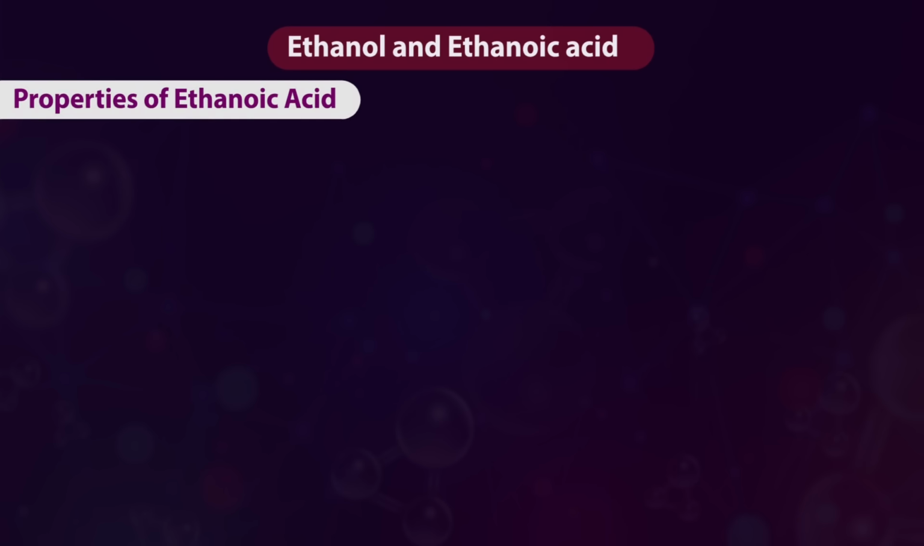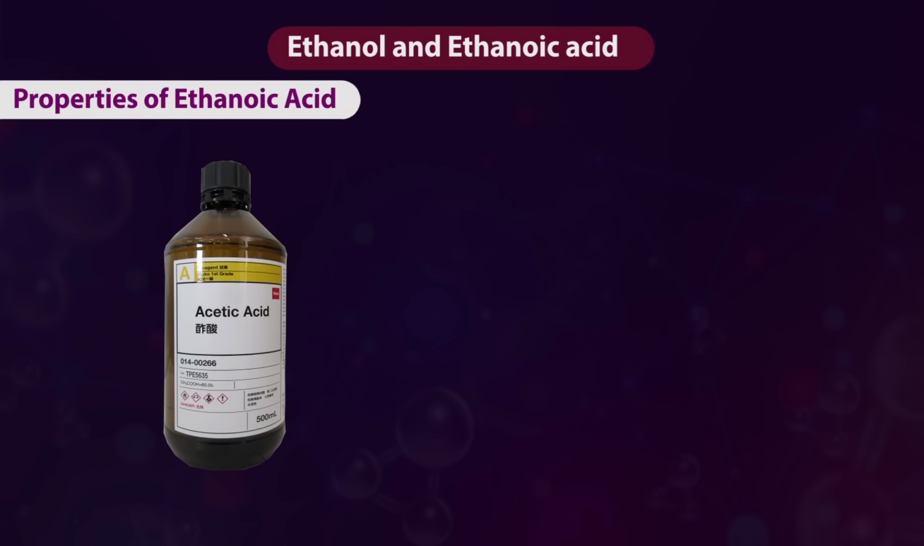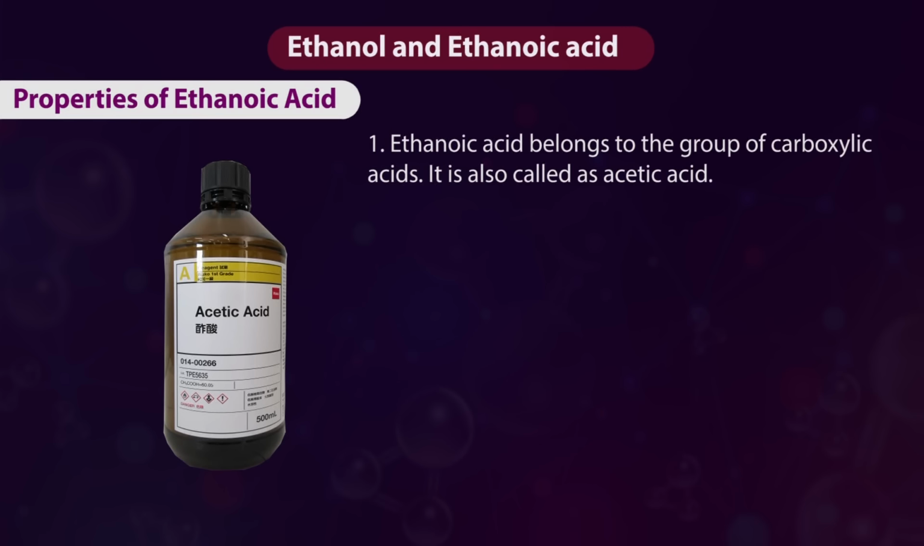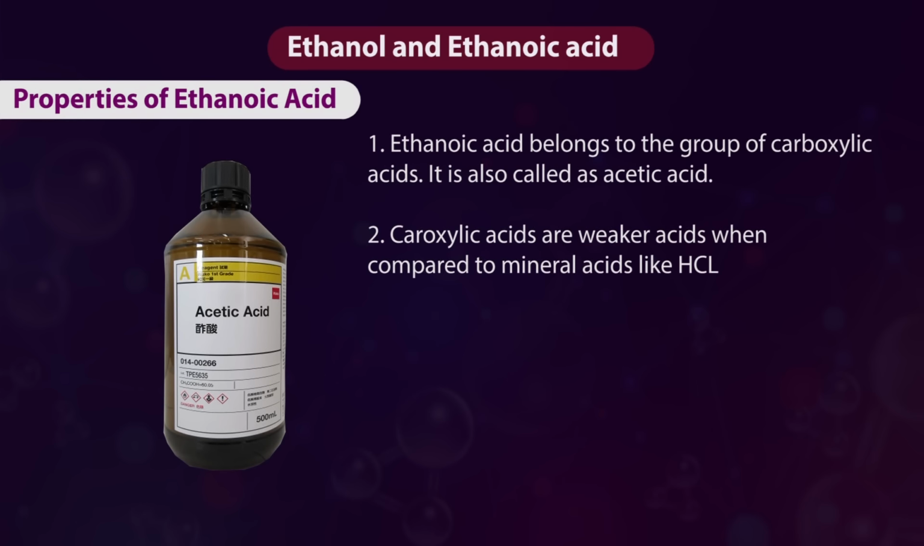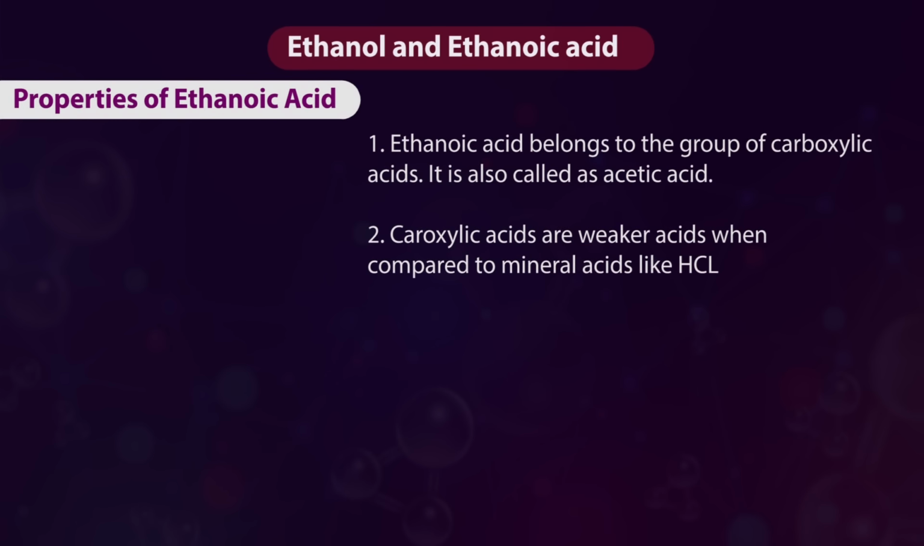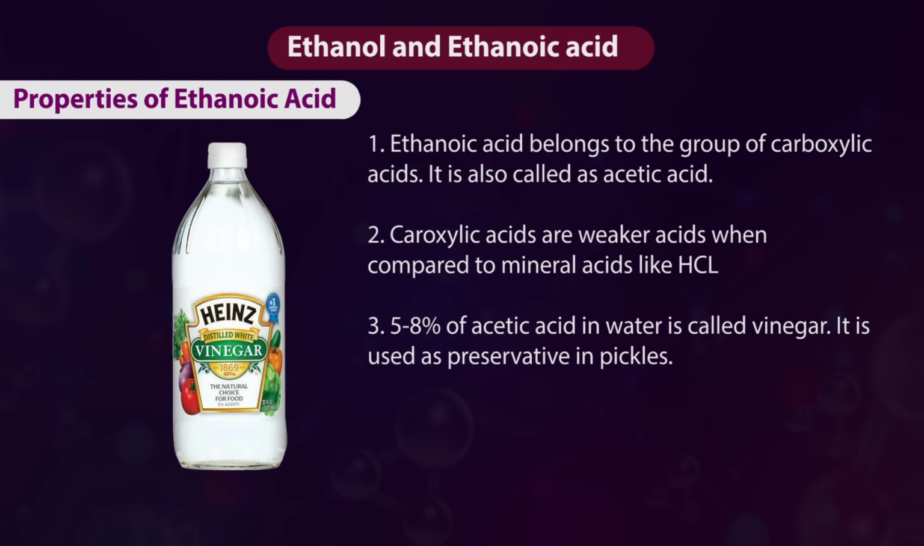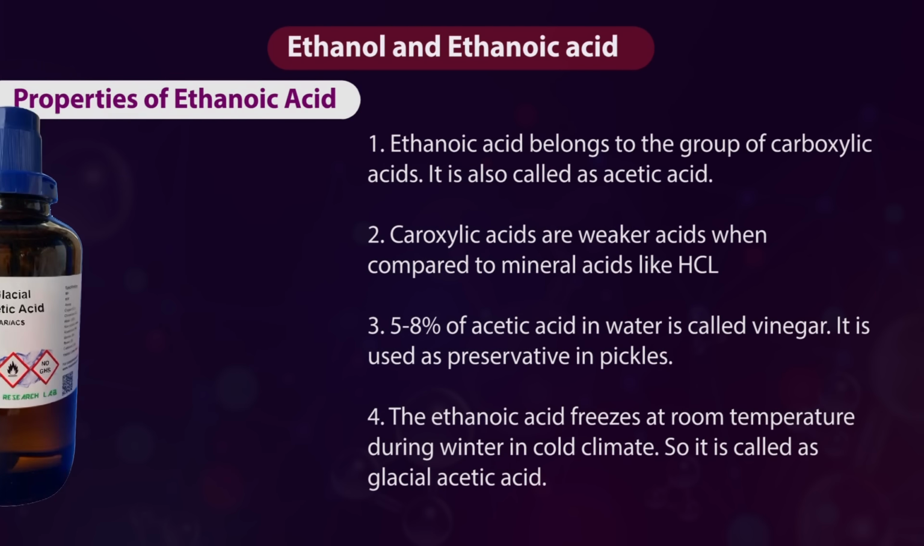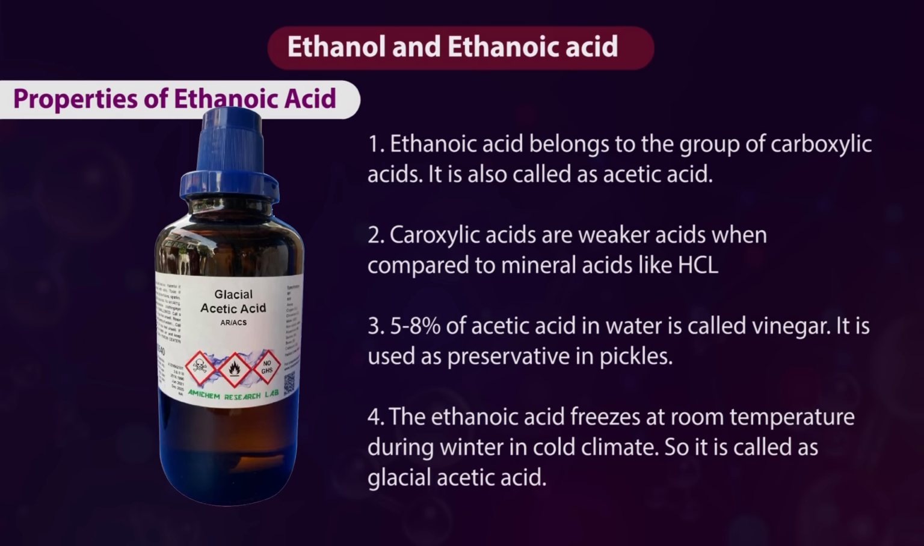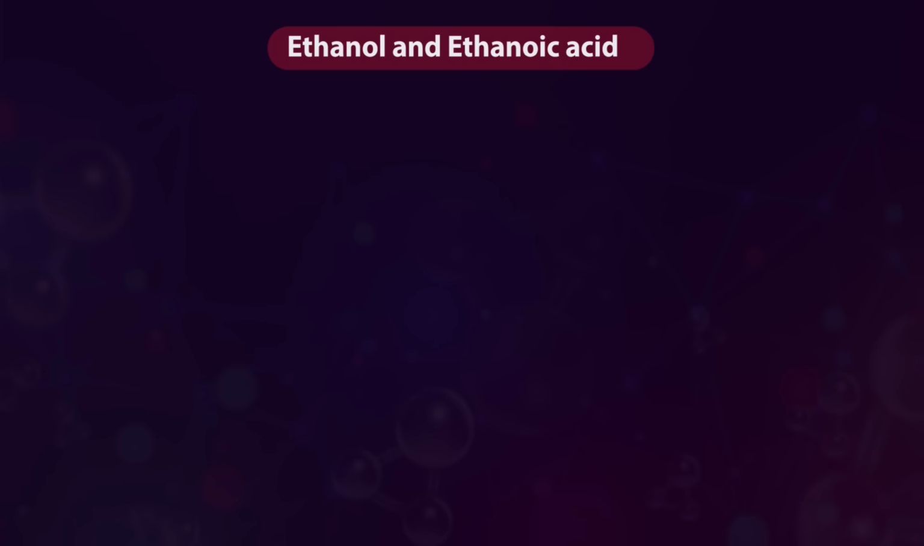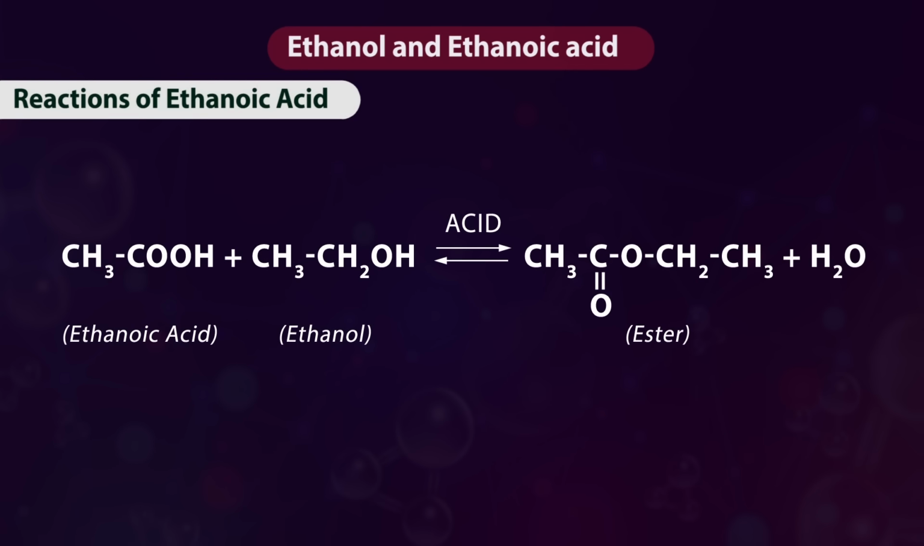Properties of ethanoic acid. Ethanoic acid belongs to the group of carboxylic acids. It is also called acetic acid. Carboxylic acids are weaker acids when compared to mineral acids like HCl. 5 to 8% of acetic acid in water is called vinegar. It is used as preservative in pickles. The ethanoic acid freezes at room temperature during winter in cold climate. So, it is called glacial acetic acid. Reactions of ethanoic acid.